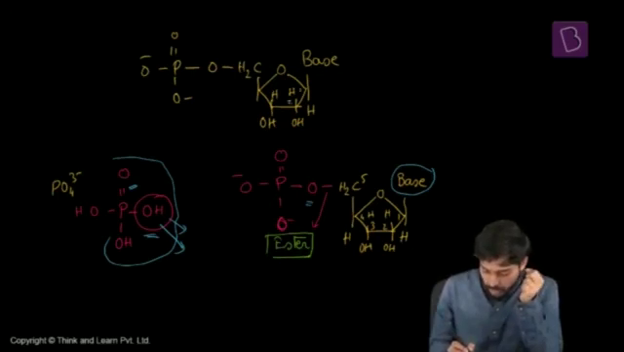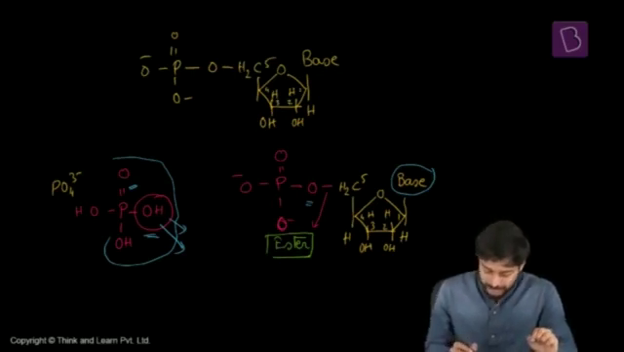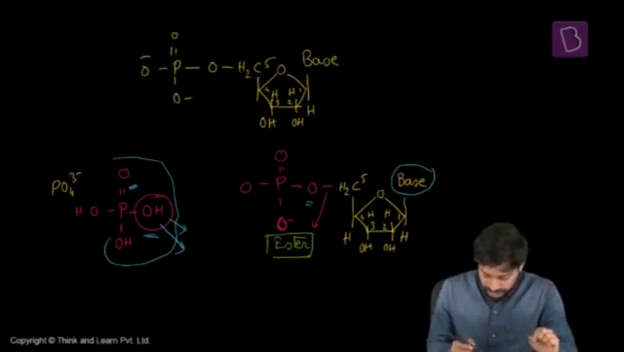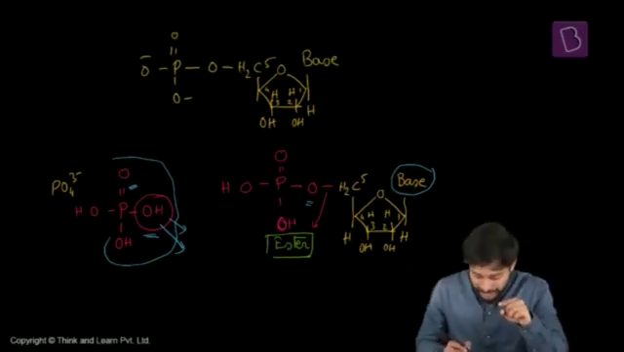Again, numbering 1, 2, 3. This is the third carbon, fourth and fifth carbon. Perfect. So now, what will happen? See over here. Let me draw the protonated form for this again. I told you the protonated form will be OH and OH. Correct? Yes.